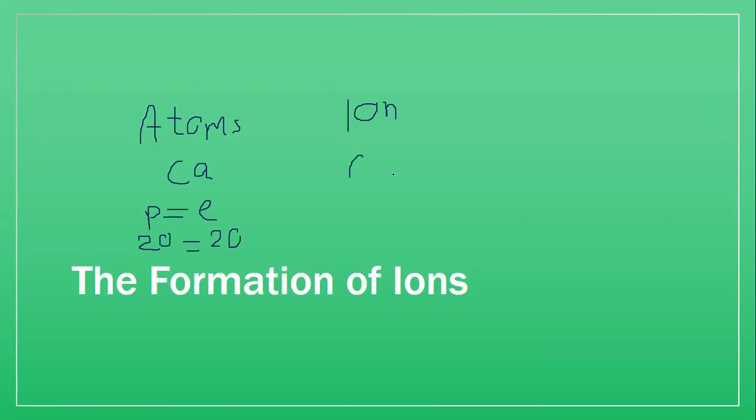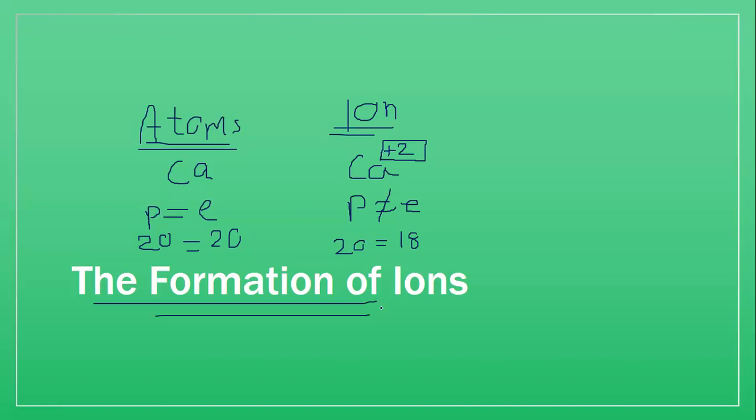If I look at an ion of this same calcium, now calcium is in group number 2. Group number 2 means that calcium has a charge of +2, and hence the protons in an ion are never equal to electrons. Calcium would have 20 protons, but the electrons it has are 18. Why? Because the calcium ion has lost 2 electrons. In an atom, the protons are always equal to the electrons, and in an ion, the protons are not equal to electrons. So how are ions formed from atoms?